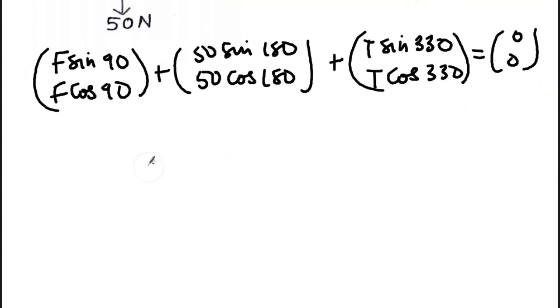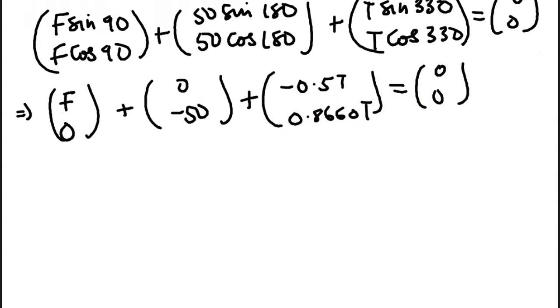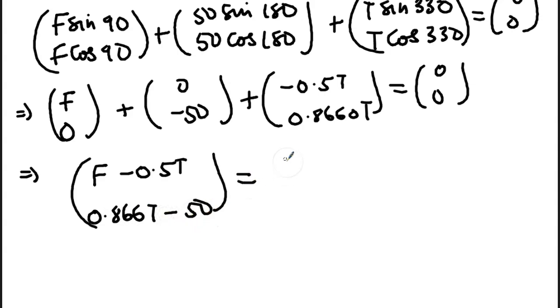So simplifying, F sine 90 is 1, so we have F, and F cos 90 is 0. Sine 180 is 0, so we have 0. Then cos 180 is minus 1, so minus 50, plus minus 0.5 T, and then 0.8660 T, and all equal to 0, 0. So when we simplify the left hand side, we have F minus 0.5 T, then 0.866 T minus 50, is equal to 0, 0.